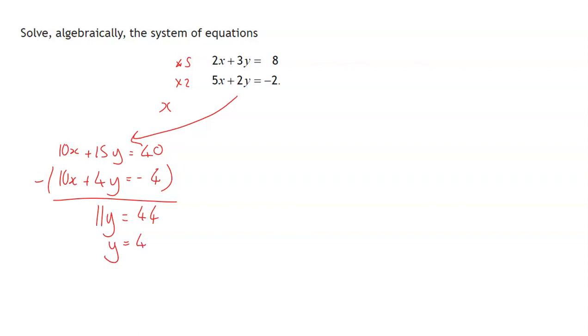What I can then do is take this value for y, and I now have four possible equations that I can substitute it into in order to find the x. Do yourself a favour and pick what you feel is the easiest one. I personally am going to go for the top one, so 2x plus 3 times 4 is equal to 8. So that means that 2x plus 12 equals 8. 2x is equal to negative 4. X is equal to negative 2. So there we go. I've solved it for y and x using that method.